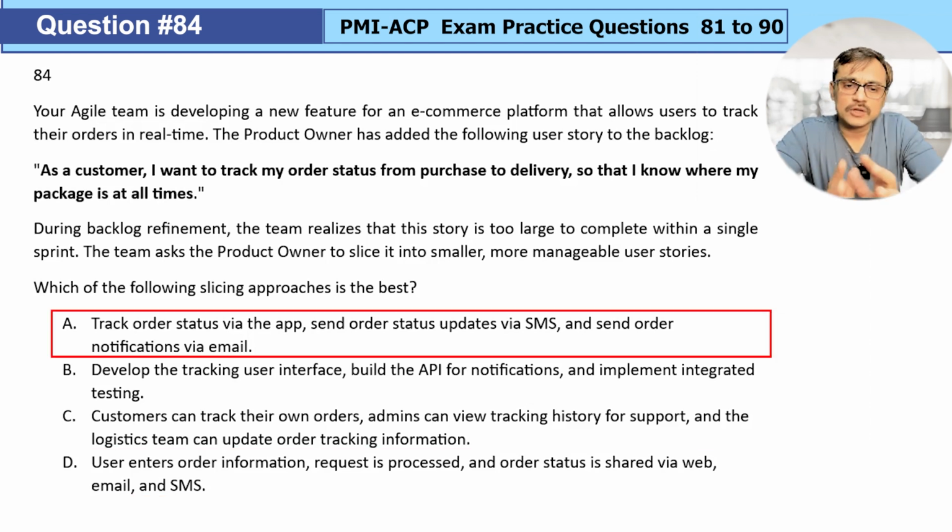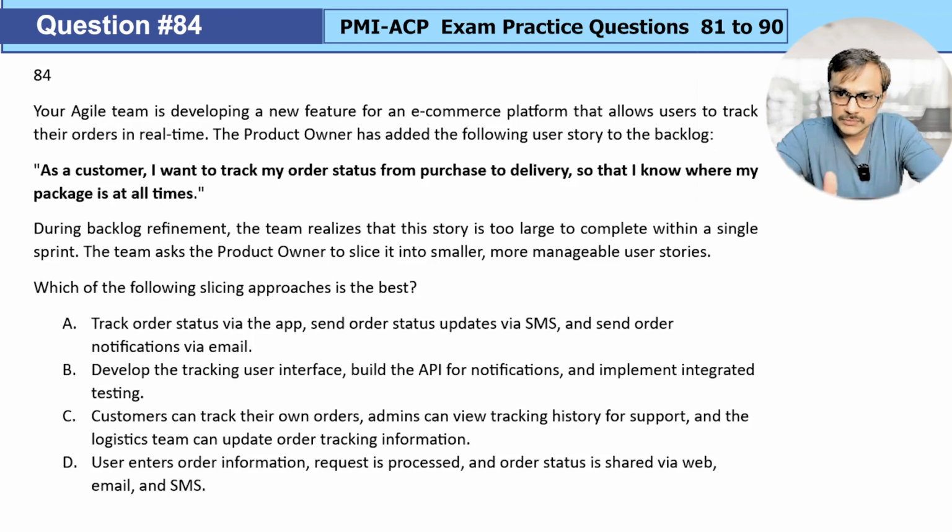Now A is saying it's a logical group. You can track the status via app, you can track the status by SMS, you can track the notification via email, and each is independent. If I focus on the INVEST criteria, they are pretty much independent. They seem to be small, and each will provide value to the end user. That's there, so they are good.